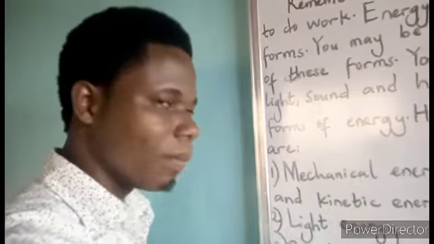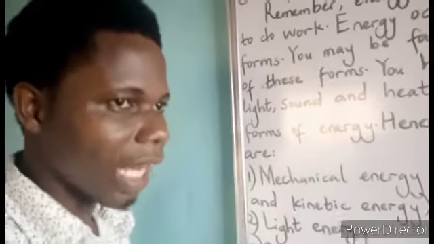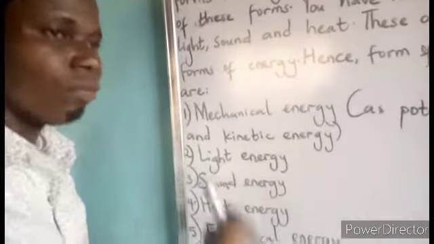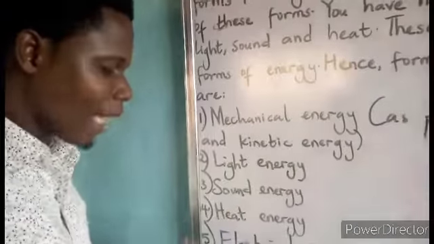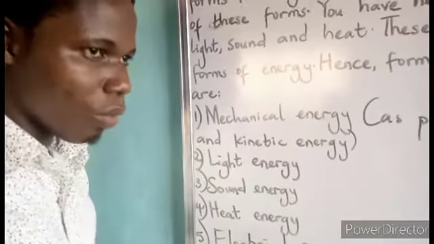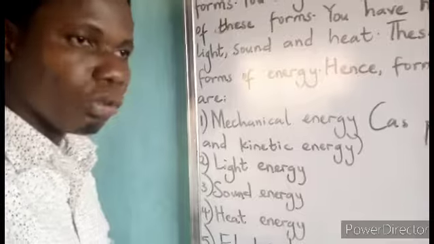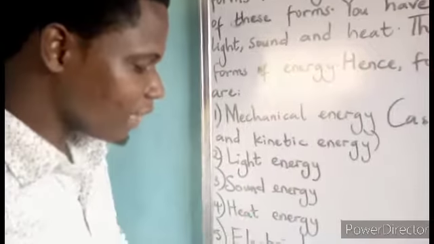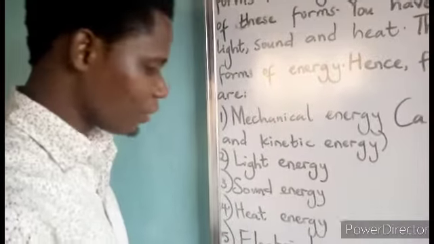Sound energy can be gotten by hitting things together and they produce sound, or by shouting, sound energy is produced. Heat energy is majorly gotten from the sun, or sometimes we get it from our food that we cook. When we are cooking, we can see that the pot will be hot, the stove or the gas cylinder will be hot. So that is heat energy.